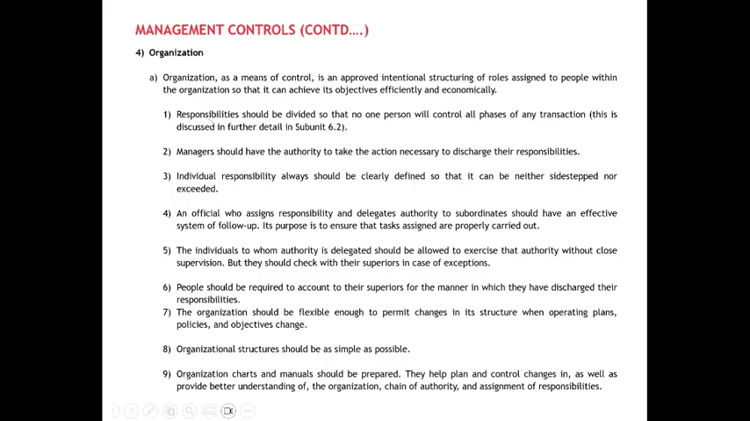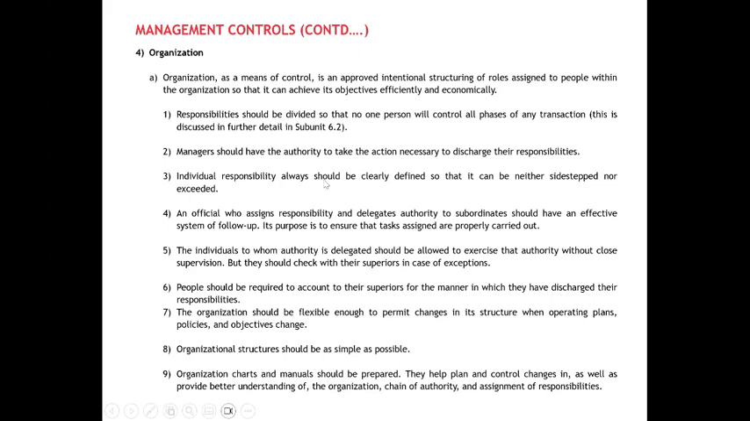The organizational structure, we discussed this a little bit. The organization means you structure the roles, responsibilities, the allocation of jobs and all that. It has to be done in a way where it's easier, economical and efficient to achieve the objectives. Responsibility should be divided so that no one person will control all phases of a transaction. That is called segregation of duties. That's why when you do an internal audit or study a process, you always have to look at segregation of duties.